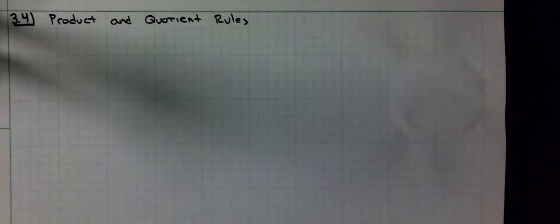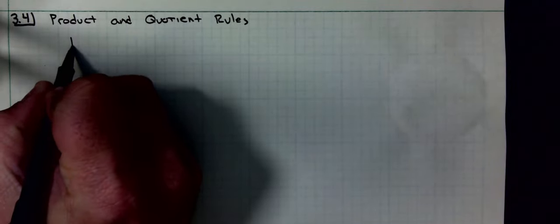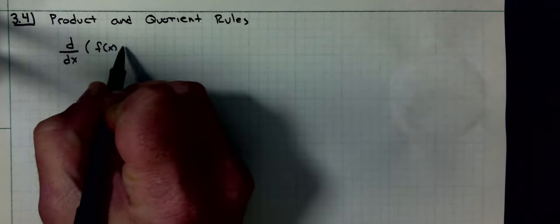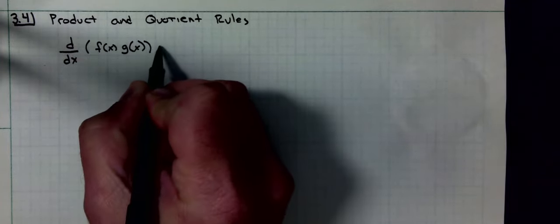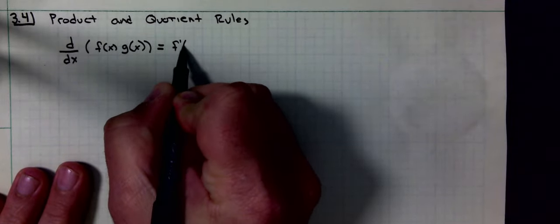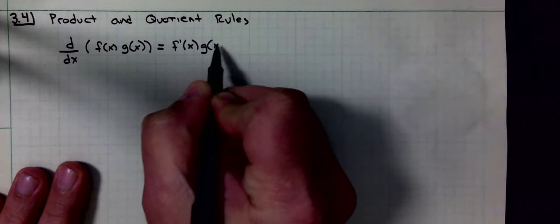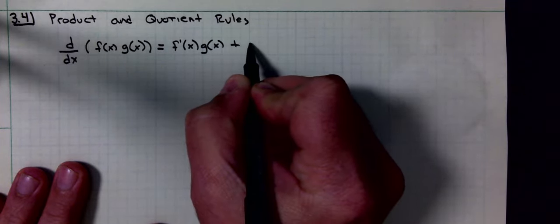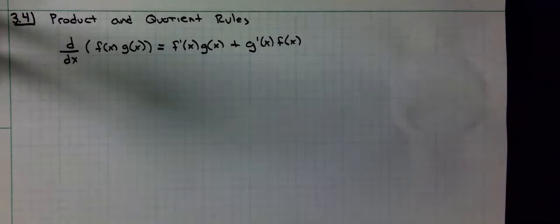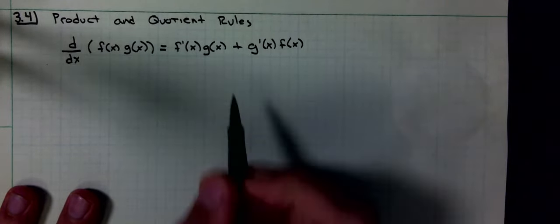Next section is section 3.4, which talks about the product and quotient rules. The book uses the f of x notation, the derivative of f of x times g of x, and it is not just straight the product of the two derivatives. It's actually the derivative of the first times the second, plus the derivative of the second times the first, so that is that rule.